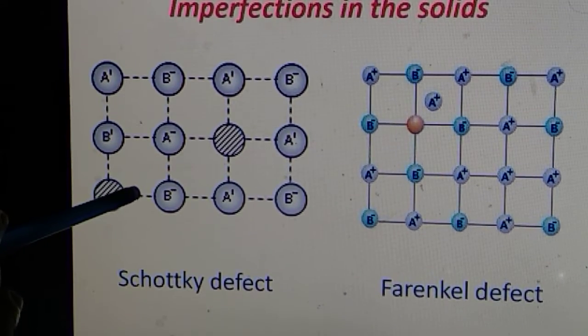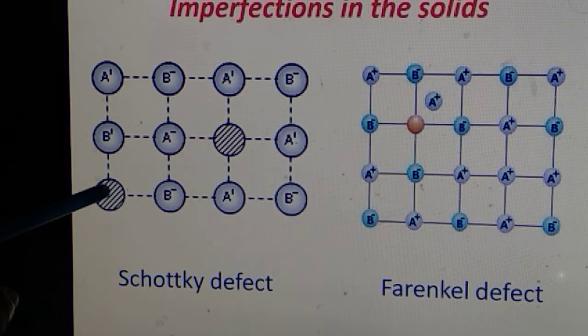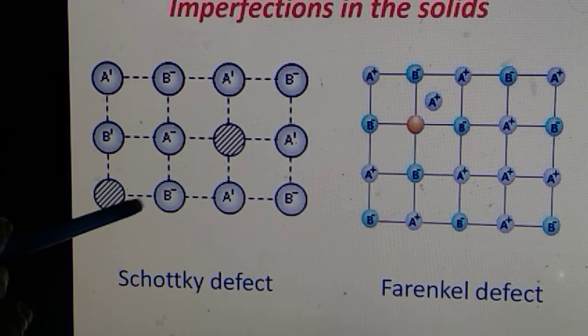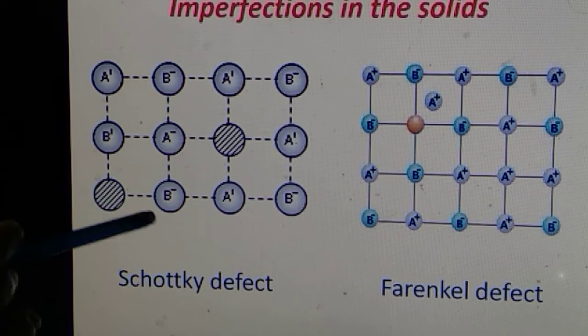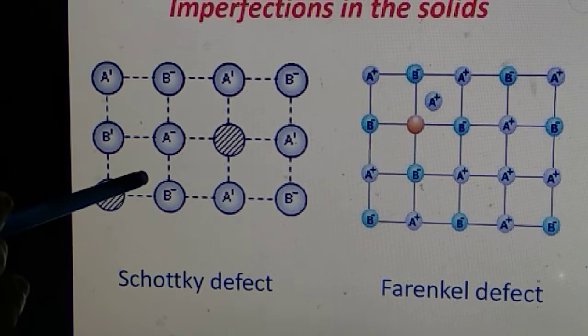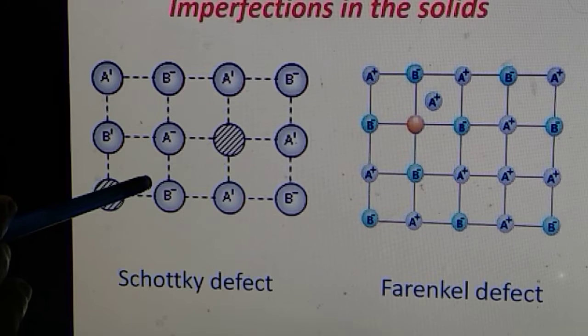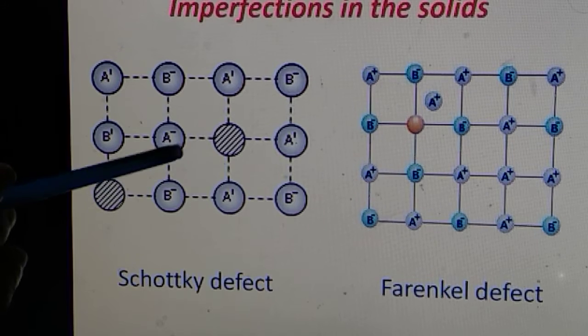What does it result in? This results in a decrease in the density of the substance, because one ion is missing here, so density will be decreased. D for density, D for decrease. It is because mass decreases but volume remains the same. This defect can also develop when a substance is heated. So the vacancy defect is created when the solid substance is heated.